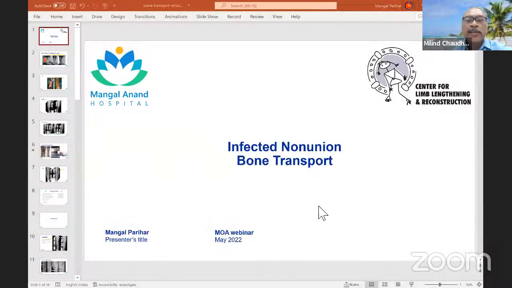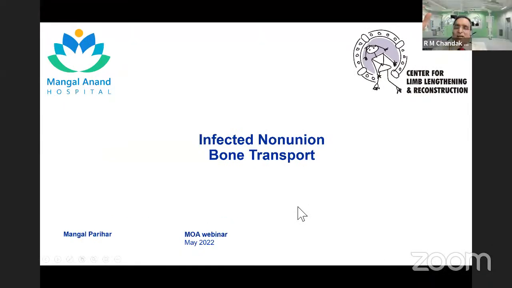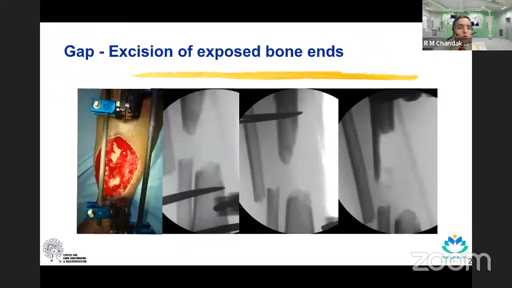It was just a light-hearted comment about the Elizarov, that one cannot take it lightly, that it's not going to work if you just fiddle with it. You have to go for it. And with that good discussion, we now move on to the next lecture by Dr. Mangal Parihar, and he'll take us through fixator, why and how, and when the fixator becomes indispensable. Most welcome, Mangal sir.